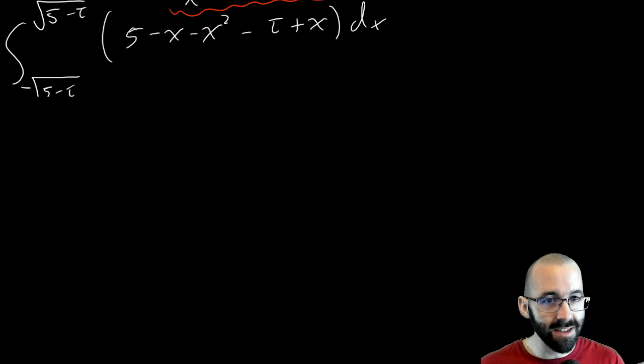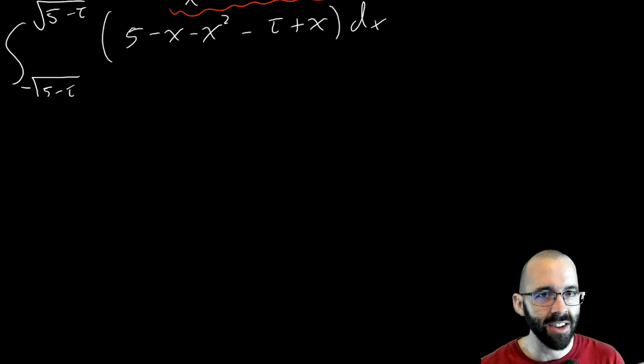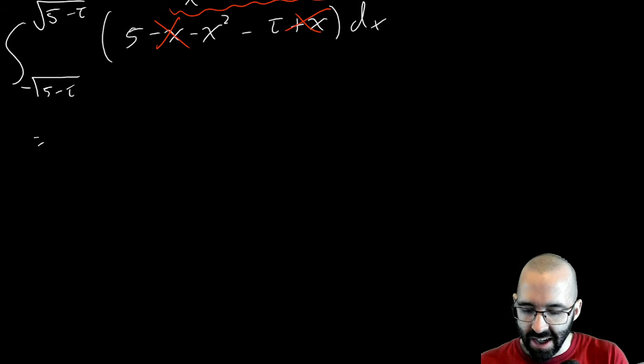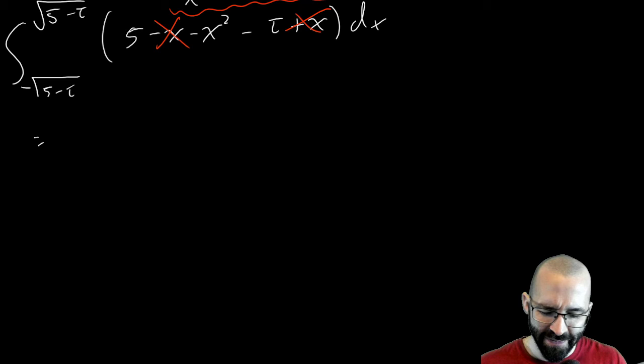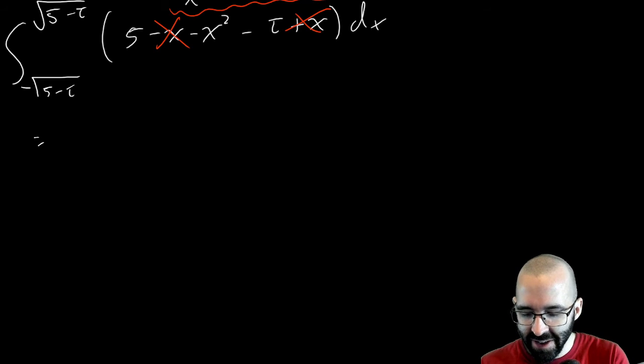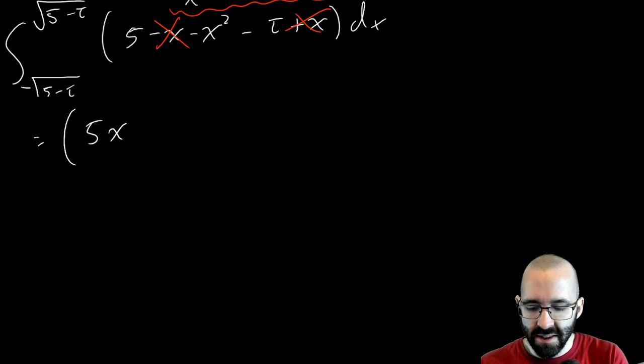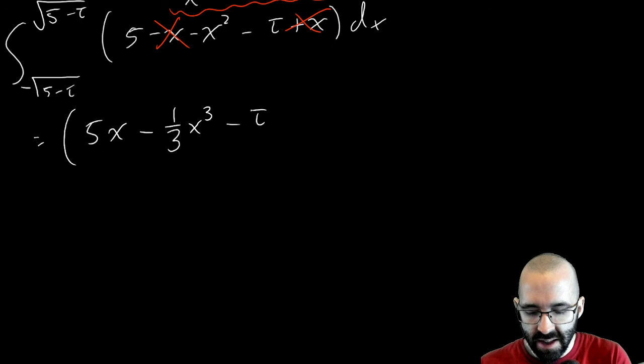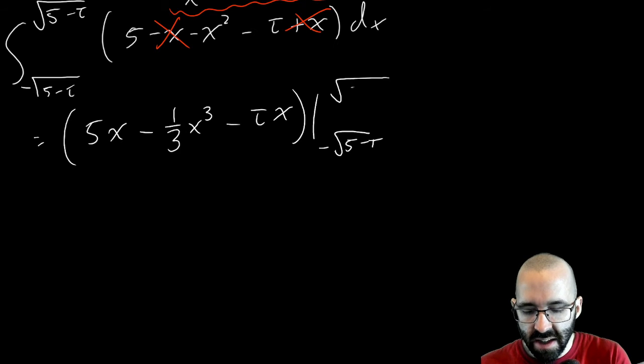Remember, t is just a constant. So what's the antiderivative of a constant? Just that constant times x. So if we can, again, just cancel these x's, which is really nice. Thanks again, Jason. You're welcome. Take the antiderivative. We're going to get 5x minus x cubed over 3 minus t times x, all evaluated from negative square root of 5 minus t to positive square root of 5 minus t.